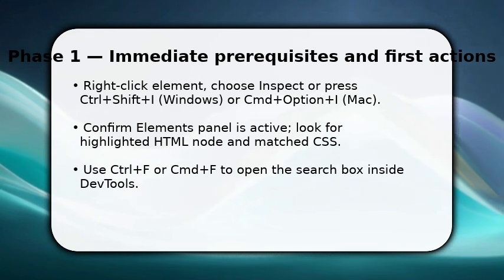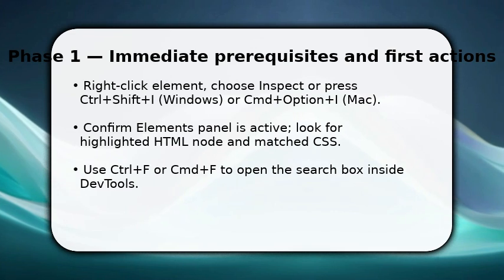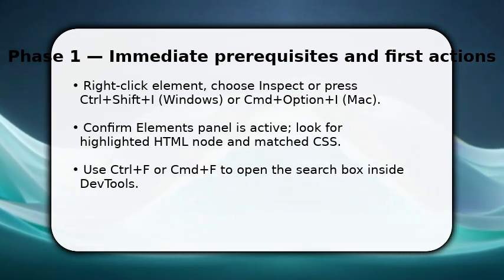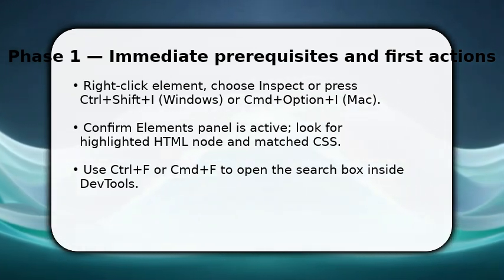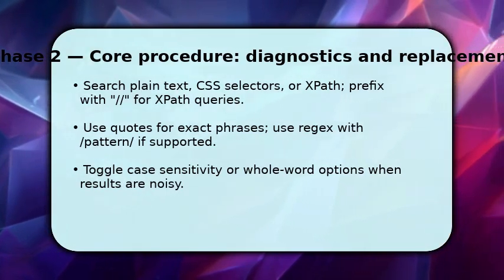This searches the visible HTML only, so make sure the panel shows the content you want. If you need to, expand nodes to reveal nested text before searching. Once the search box is open, use targeted patterns to narrow results.